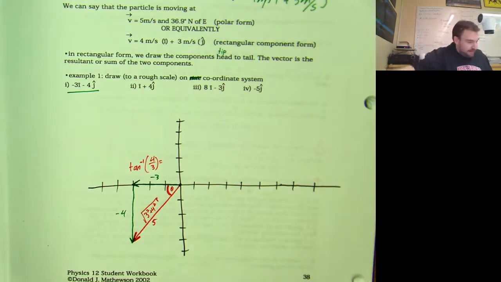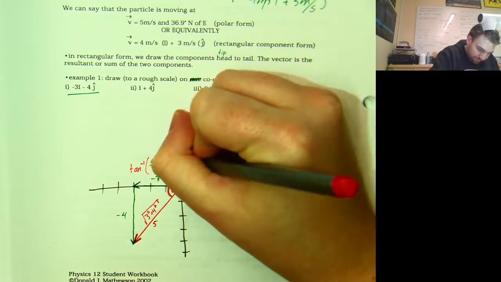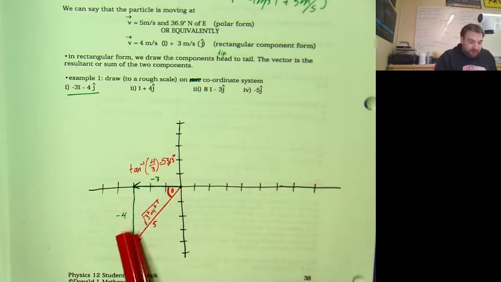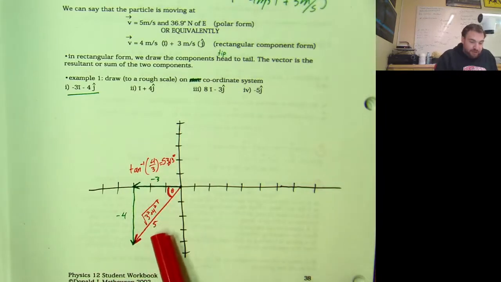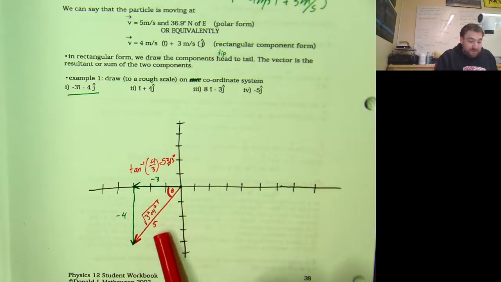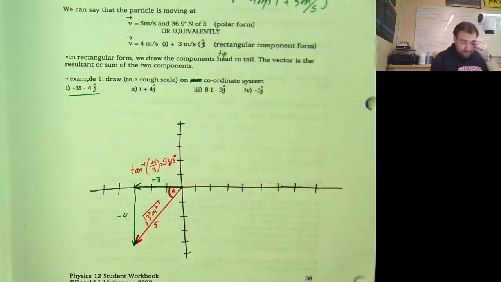That angle is tan inverse of 4/3, which is 53.13 degrees. Okay. So now we went from our component notation to our polar form. So this would be a vector of 5, 53.13 degrees south of west. The conversion is relatively easy. Let's do another one.